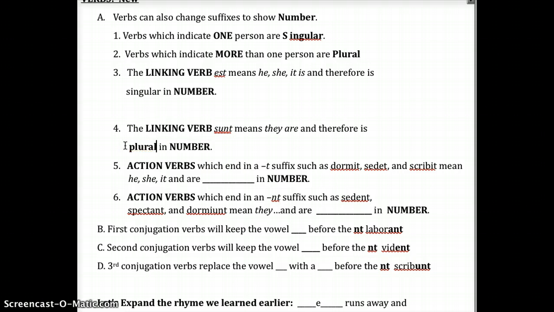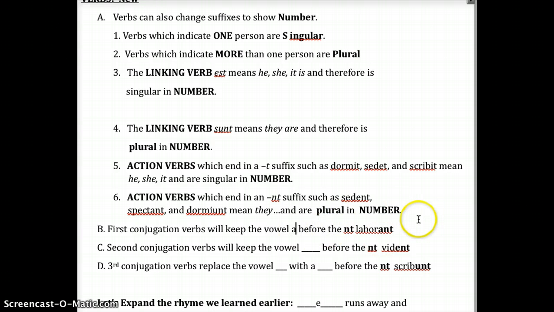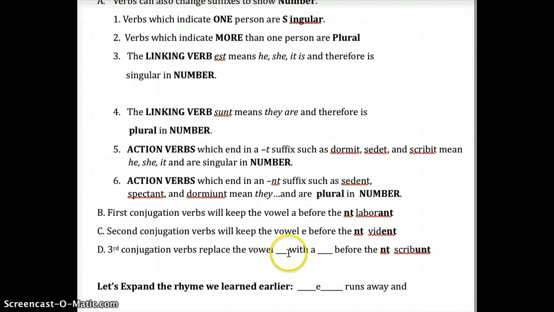And action verbs which end in a T suffix, like dormit, sedet, and scribit, mean he, she, or it, and they are singular in number. And action verbs which end in an NT suffix, such as sedent, spectant, and dormiunt, mean they whatever, and they are plural in number. Pretty straightforward. So first conjugation verbs will keep the vowel A before the NT, so laborant. Second conjugation verbs will keep the vowel E, that long E, before the NT, vident. And then third conjugation verbs actually replace the vowel I with a U before the NT.